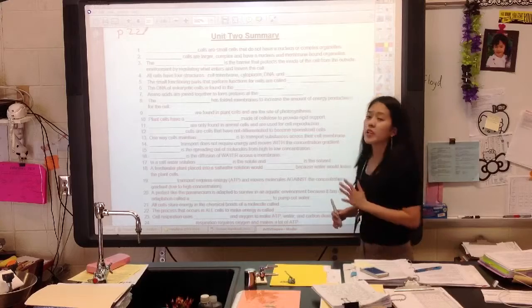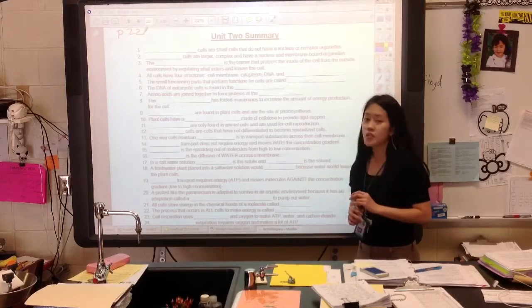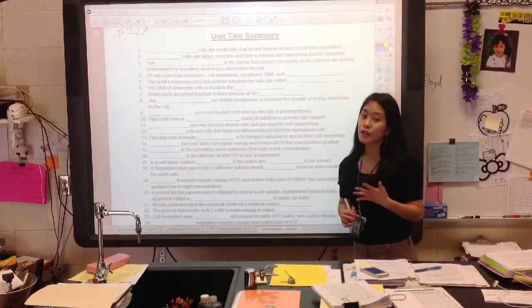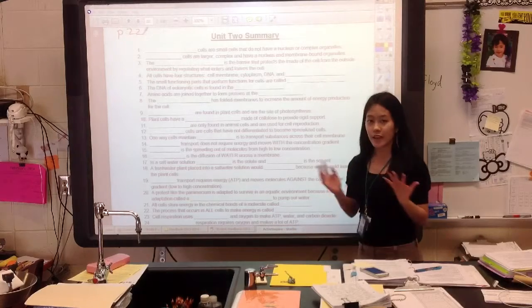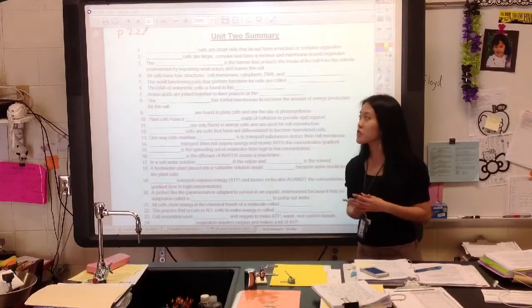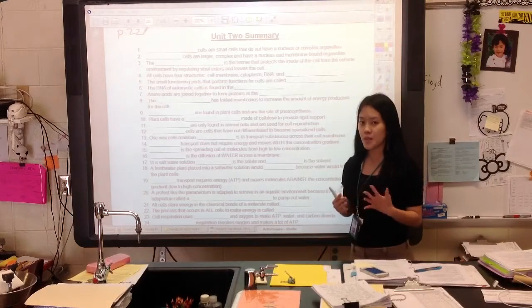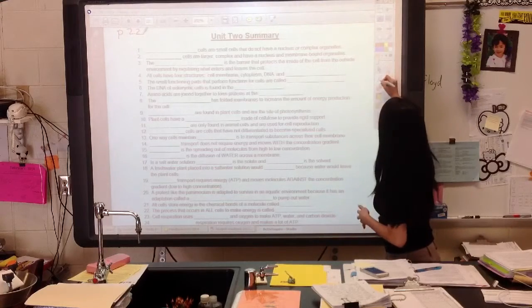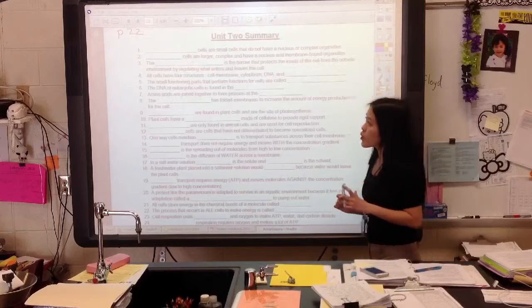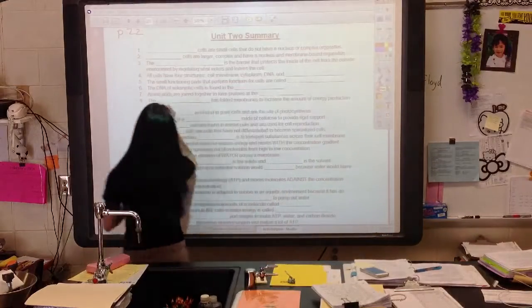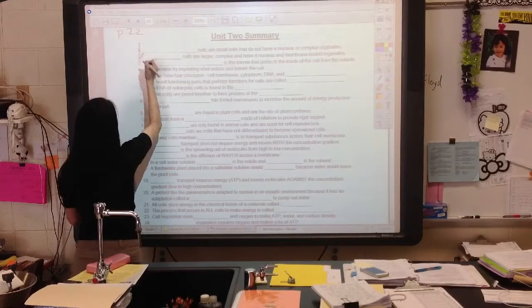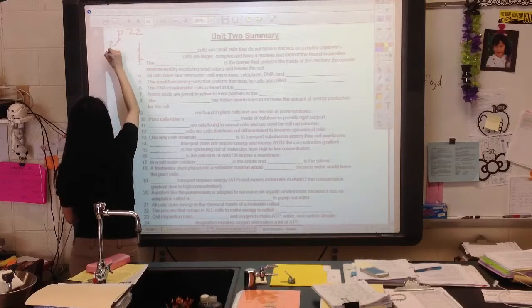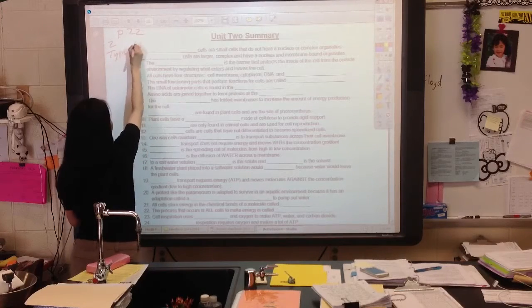What I'm going to do here is go over these questions with you and give you hints and clues as to what the answers would be, and some extra tips and extra bits of information for you to study from. So let's go ahead and begin with number 1. Number 1 and number 2 are focusing on the 2 cell types. 2 types of cells, okay?